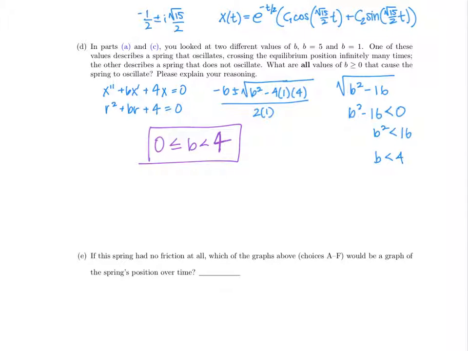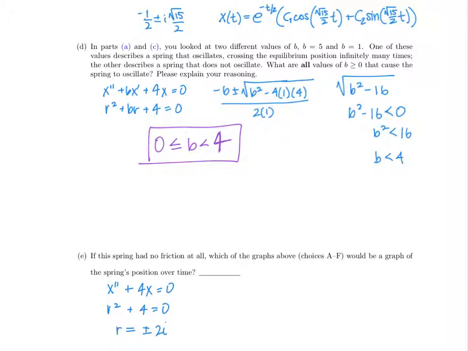And E, to me, ironically, now that we've delved so deeply in part D, is a little bit lighter of a question. It says if the spring had no friction at all, that means b equals 0, which of the graphs above would be a graph of the spring's position over time? Well, the differential equation would then be x double prime plus 4x equals 0. Our characteristic equation would be r squared plus 4 equals 0, which means that r would be equal to plus or minus 2i, because when you square 2i, you get negative 4.